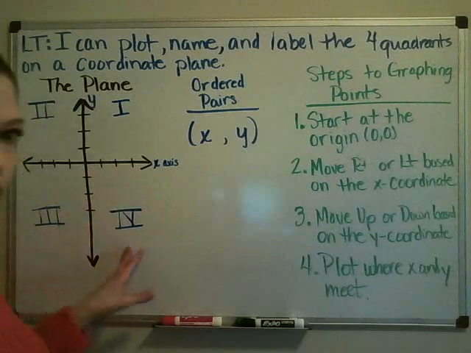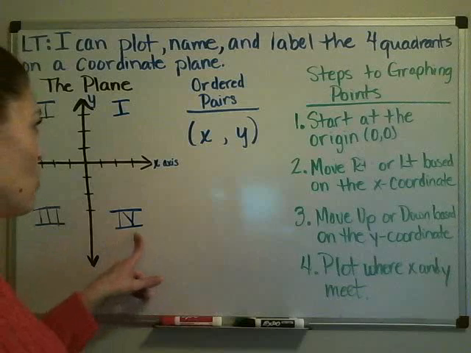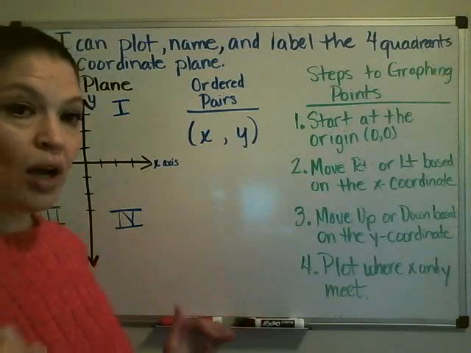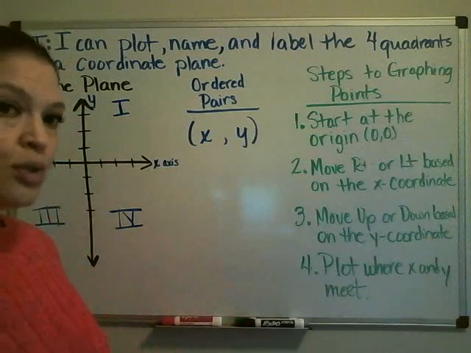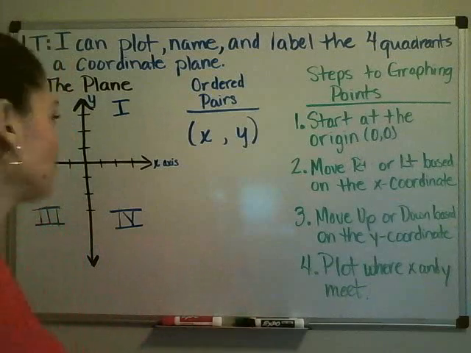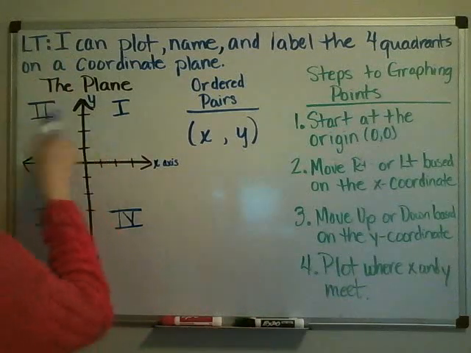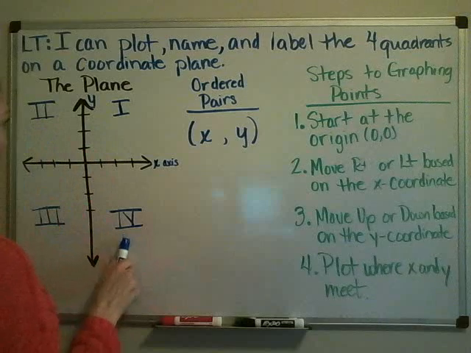The way you write 4 in Roman numerals is IV. And I can teach you about how the Romans used to use their numerals, but that's a whole other lesson. All right, so we have quadrants 1, 2, 3, and 4.